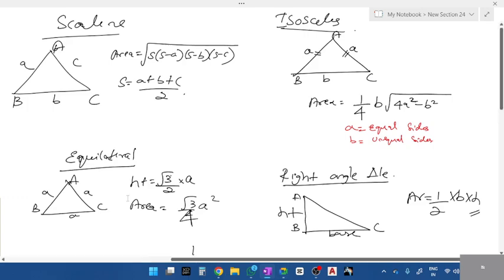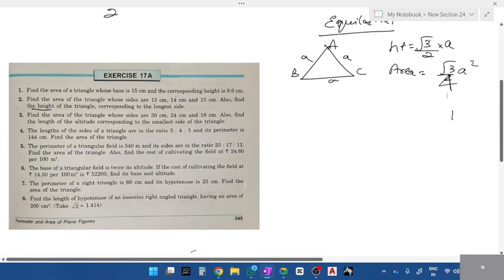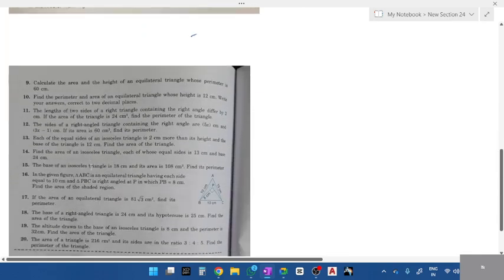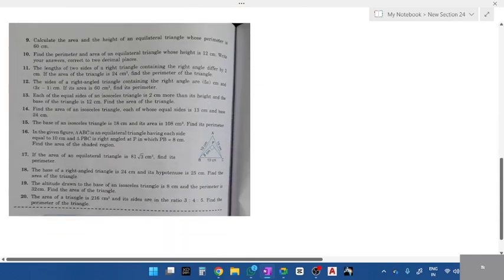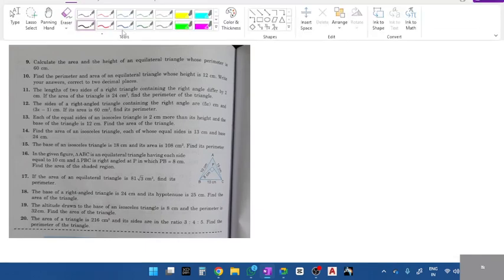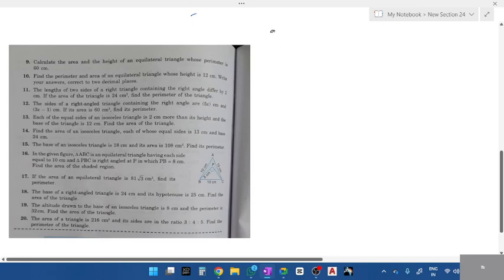Yes, students, shall we start solving? Look, the first four questions we have done. The next four are a bit tough, we'll come back to them later. Ninth question, first we'll complete. How many questions are there in this exercise? Only till 20?